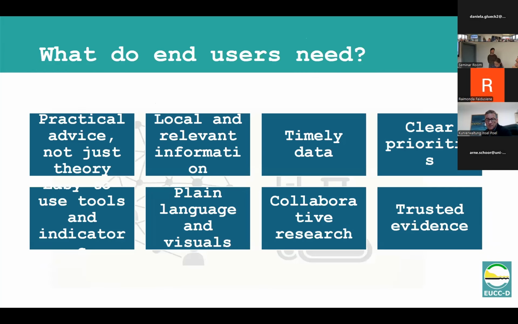What do end users really need? So for us, it's the practical advice, not just theory, local and relevant information, timely data, clear prioritization. Easy to use tools and indicators, plain language and visuals, collaborative research and trusted evidence. And I think the most important thing is that data and research results have to be available, even after the project. So how to ensure that, I think that's a really important question.